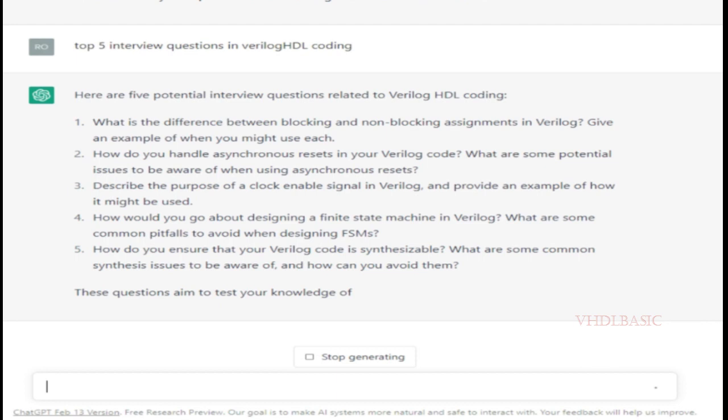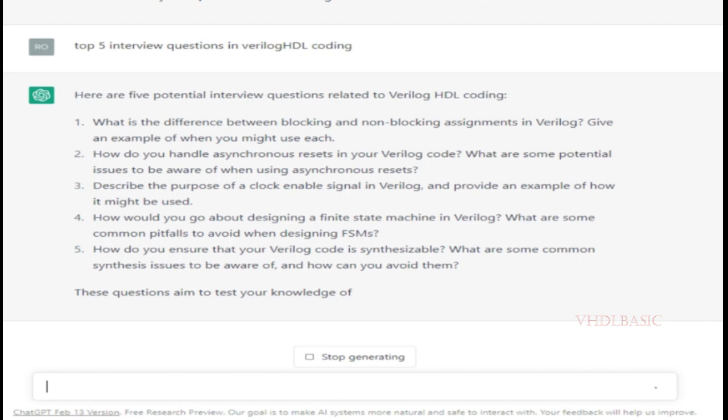Use clocked processes for sequential logic. Sequential logic should be implemented using clocked processes, which are triggered by the positive edge of the clock. Use non-blocking statements to update the state of the sequential logic in a clocked process. Use parameters for constants. Parameters should be used to define constants in Verilog, as they can be easily modified and optimized by the synthesis tool.